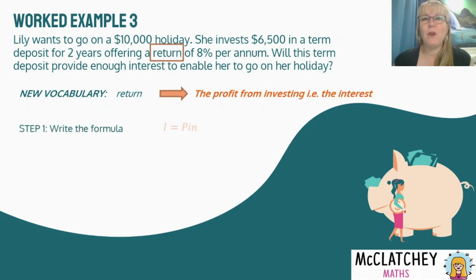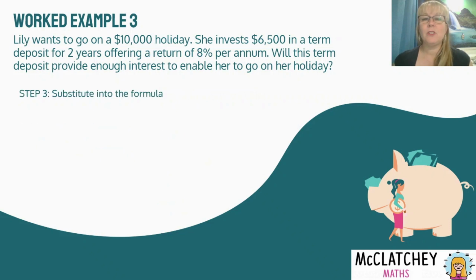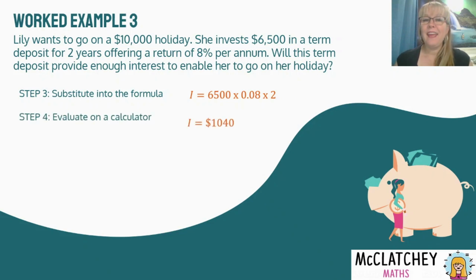So step 1, let's write that formula down again. Yes, it gets very tedious. It's very procedural and process driven. Step 2, let's state our variables again. We have the principal, $6,500. That's the amount that she invested. We've got the interest rate as a decimal this time, and our length of term for the deposit, that's 2 years. Now we simply substitute that information into the formula, evaluate it on our calculator, and we find that Lily has earned interest of $1,040.